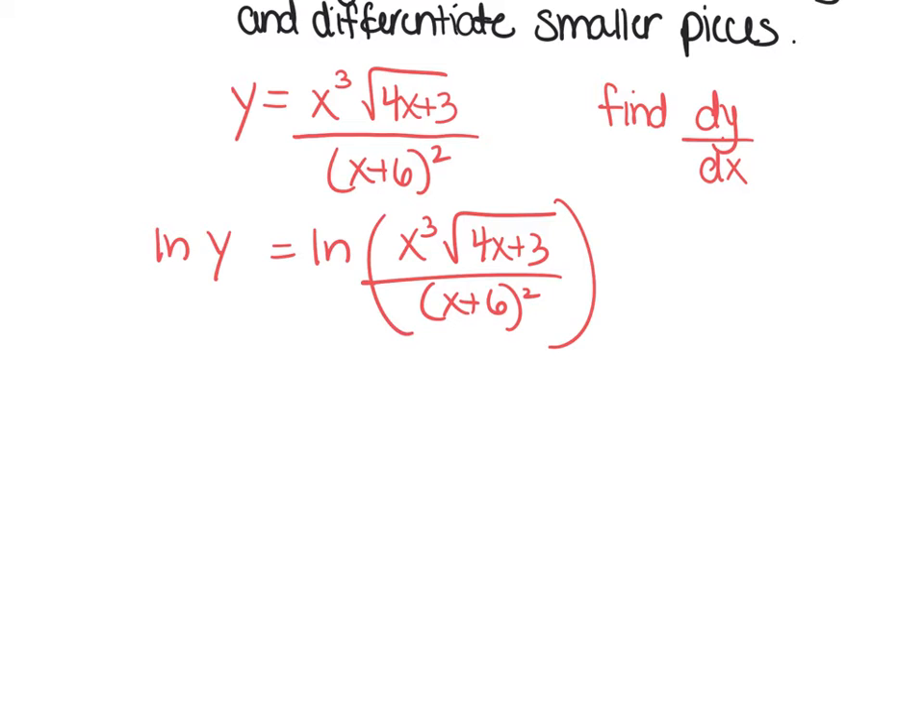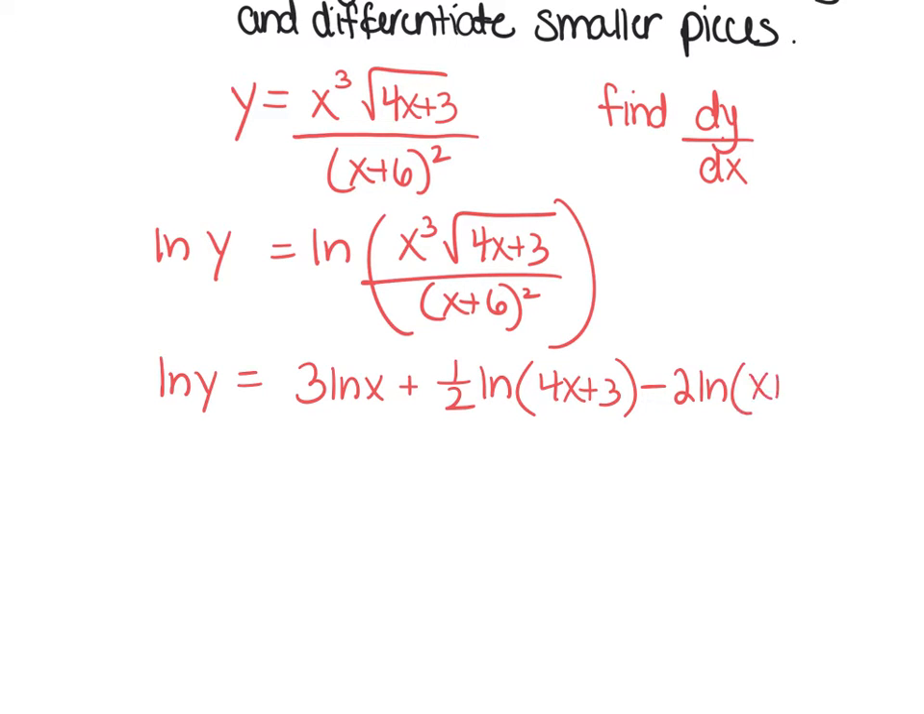But now what we're going to do here is use logs to expand the right side of the equation. So we have natural log of y equals 3 natural log of x plus 1/2 the natural log of 4x plus 3. And then we'll have minus, using the quotient rule with logs, 2 natural log of x plus 6. And at this point, this is where we're going to differentiate both sides with respect to x.